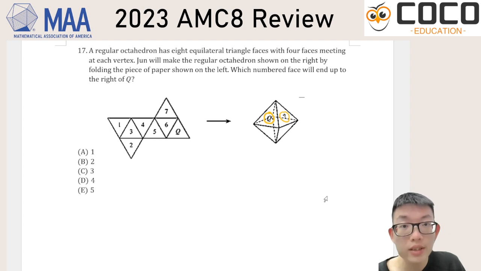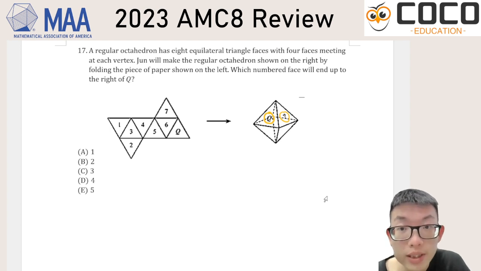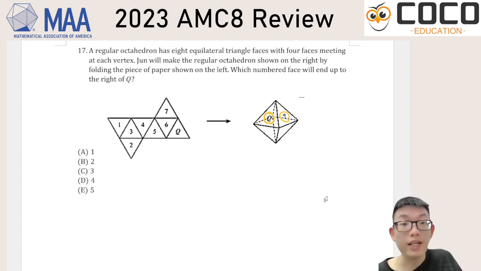Now, it is also important to look at the direction of the letter Q, because if we have the direction of the letter Q, we know that it has to follow the orientation. Otherwise, this can be rotated in many different ways and almost anything could end up to the right of Q.